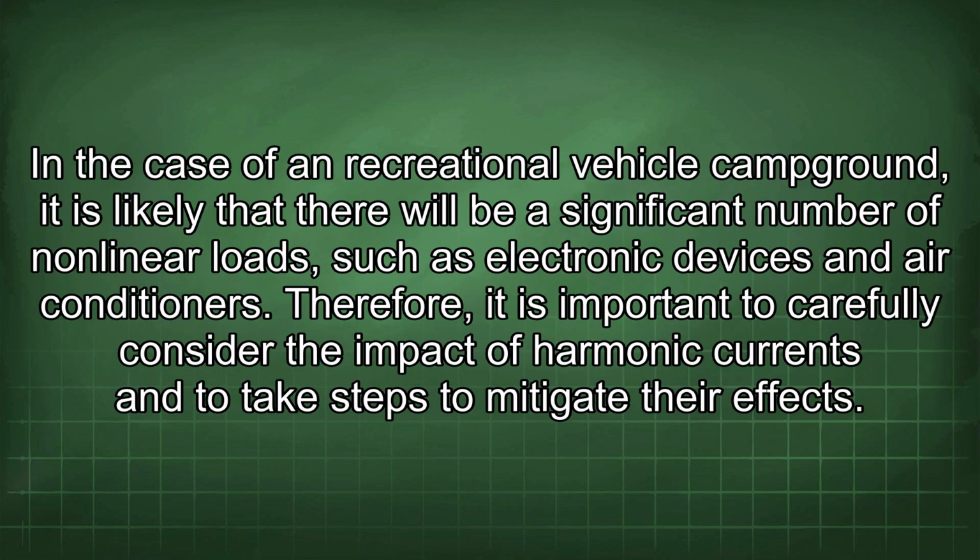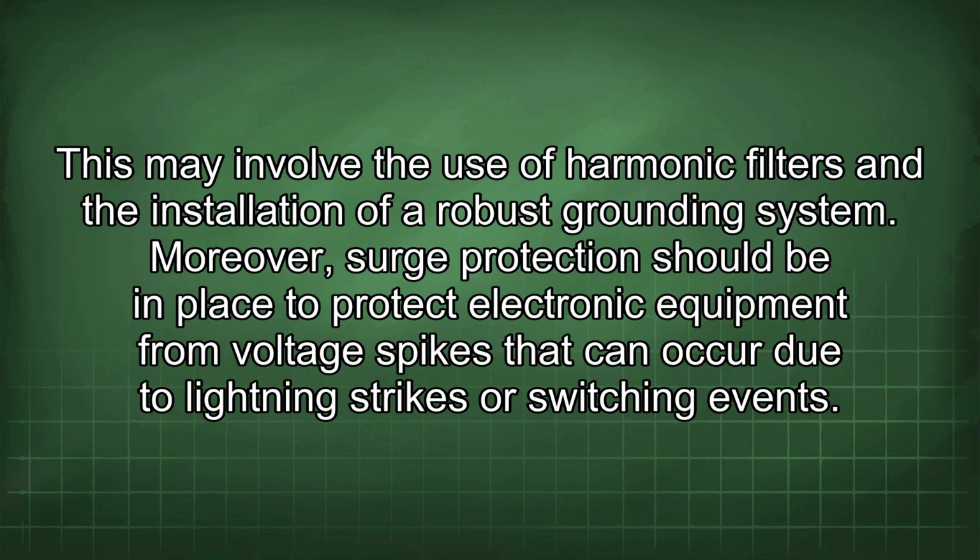In the case of a recreational vehicle campground, it is likely that there will be a significant number of nonlinear loads such as electronic devices and air conditioners. Therefore, it is important to carefully consider the impact of harmonic currents and to take steps to mitigate their effects. This may involve the use of harmonic filters and the installation of a robust grounding system.